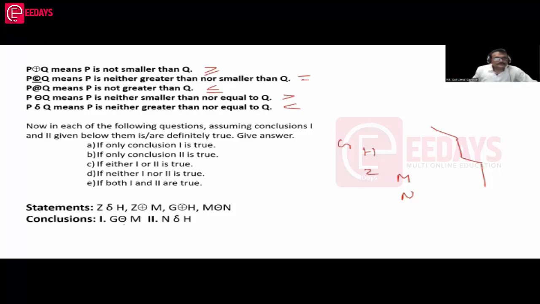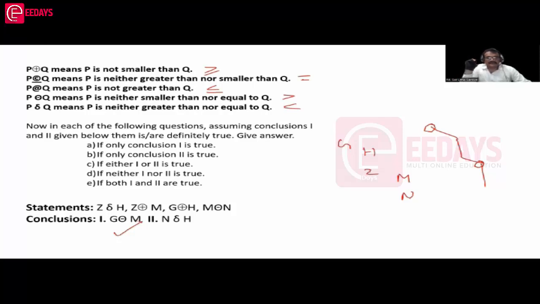What is the first one? G and M. G is greater than M. G is here and M is here. Now you check, is there any vertical line in between G and M? Yes. So first one is valid.